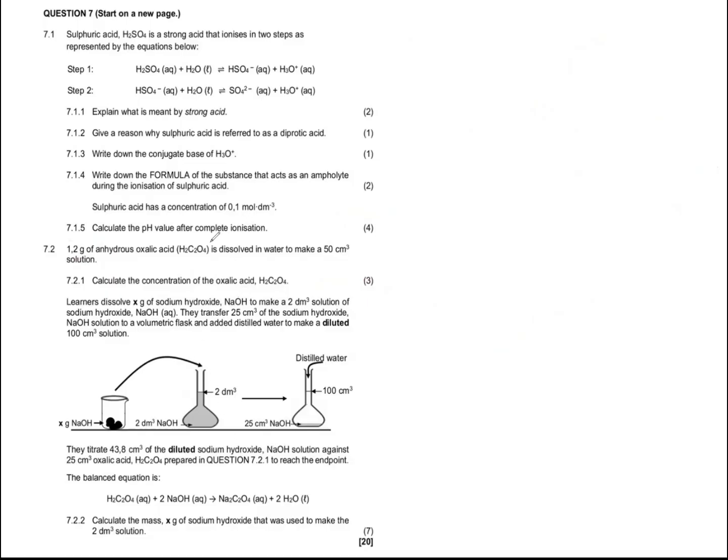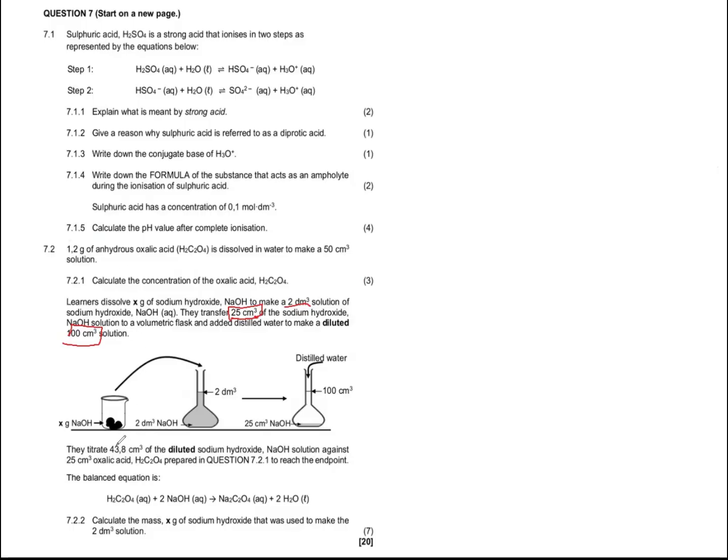Then, okay, now we have this one, which is the only hard question in here, or the only complicated-looking question. I wouldn't say it's hard, it just looks complicated. Learners dissolve X gram of sodium hydroxide, NaOH, to make 2 dm³ solution of sodium hydroxide. They transfer 25 cm³ of the sodium hydroxide solution to a volumetric flask and add distilled water to make a diluted 100 cm³ solution.